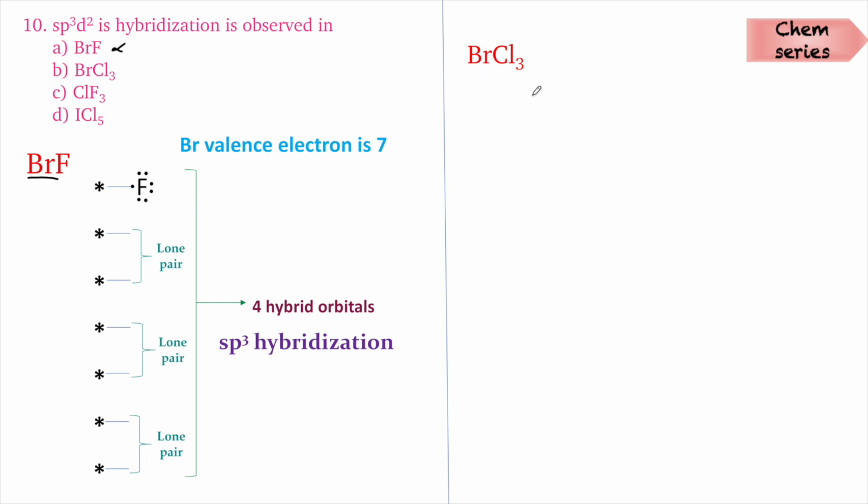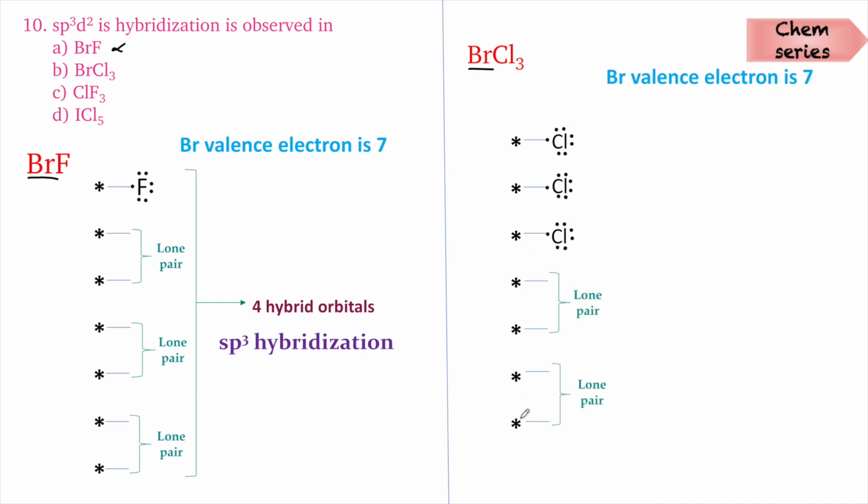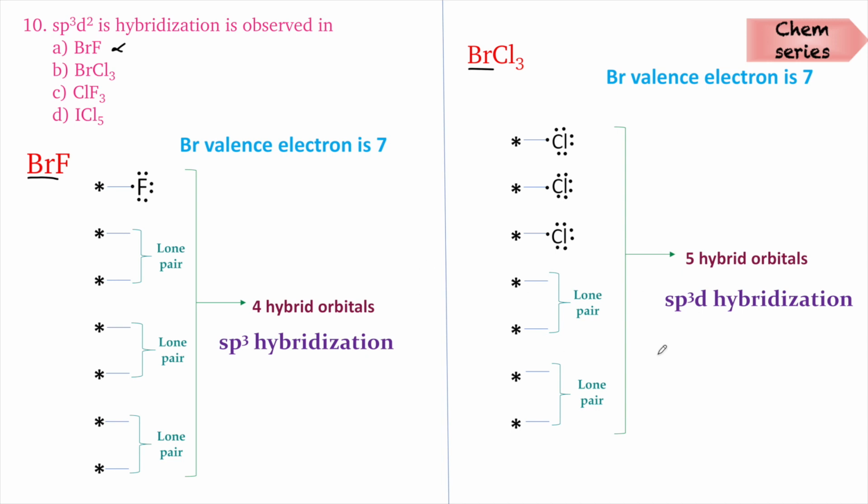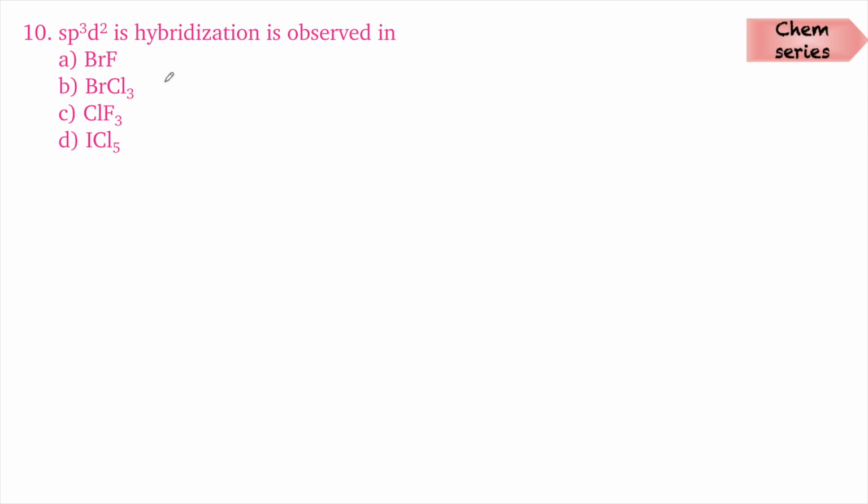Next is BrCl3. Here bromine will be your central atom and its valence electron is 7, and there are 3 chlorine atoms. Okay, and it takes up 3 valence electrons of bromine to form 3 single bonds. So remaining there will be 4 non-bonded electrons which form 2 lone pairs. So totally there are 5 hybrid orbitals, sp3d hybridization. So this BrCl3 is also not the answer. We need sp3d2, right?